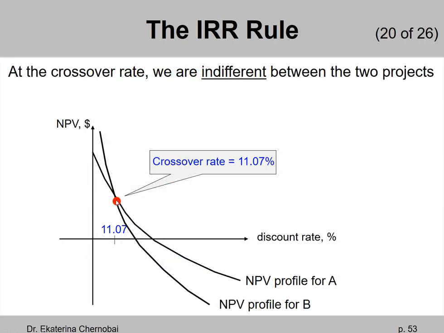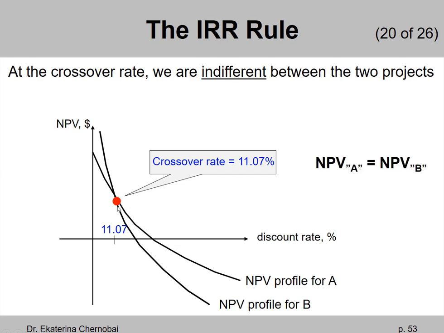This is the crossover rate. What's so special about it? That's where the two net present values are equal. So if the required return is exactly 11.07%, which project should you choose? Either one is okay to choose. It doesn't matter. They both give you the same profit.